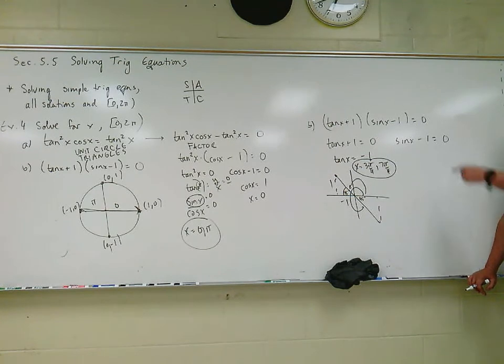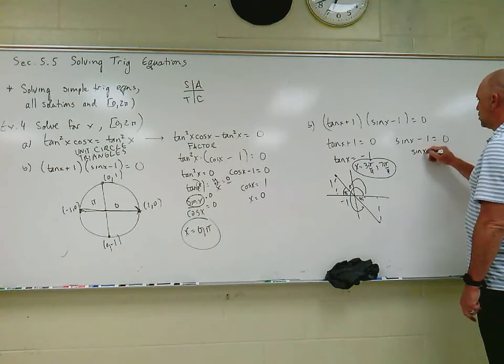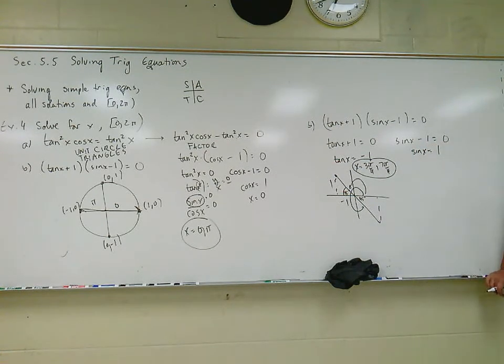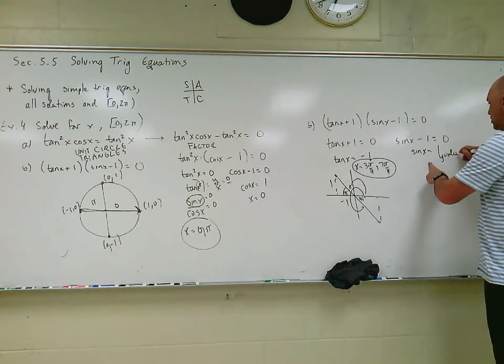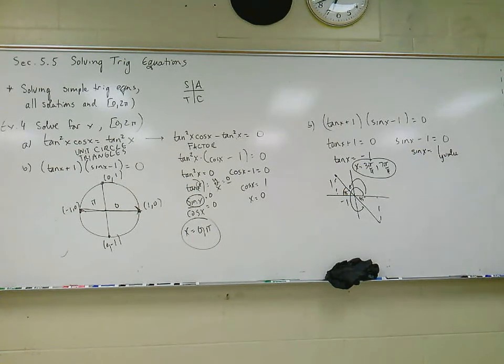Now here, sine of x is 1. What do I need for this one? The unit circle. It's asking me where the what is 1? The y. This is the y value. So where is the only place on this unit circle that the y value is 1? Pi over 2. And there are your answers. Just put them in, separated with commas.